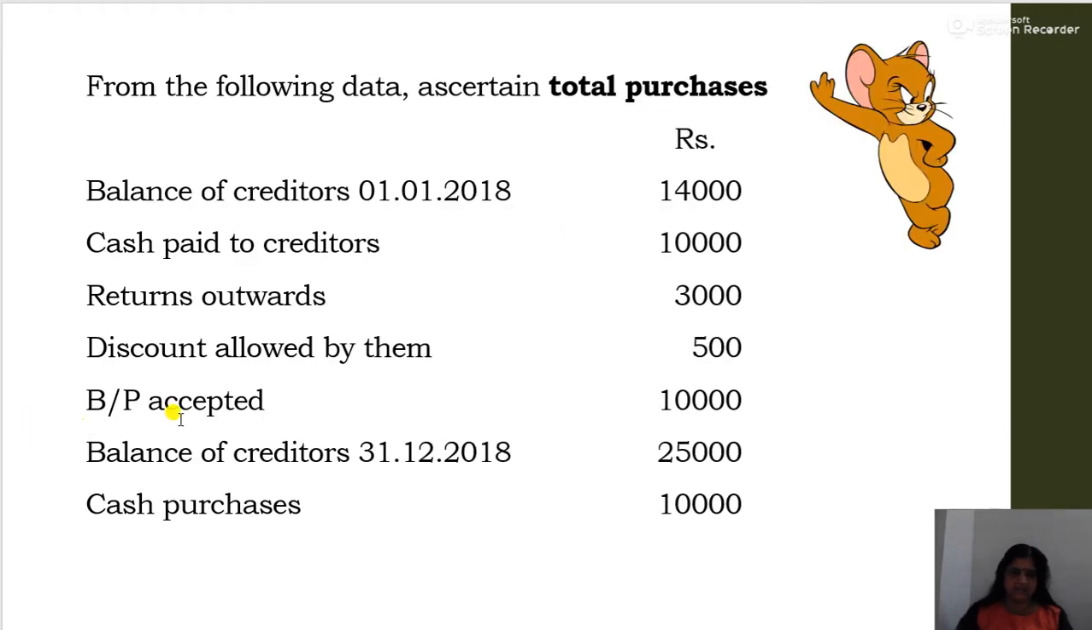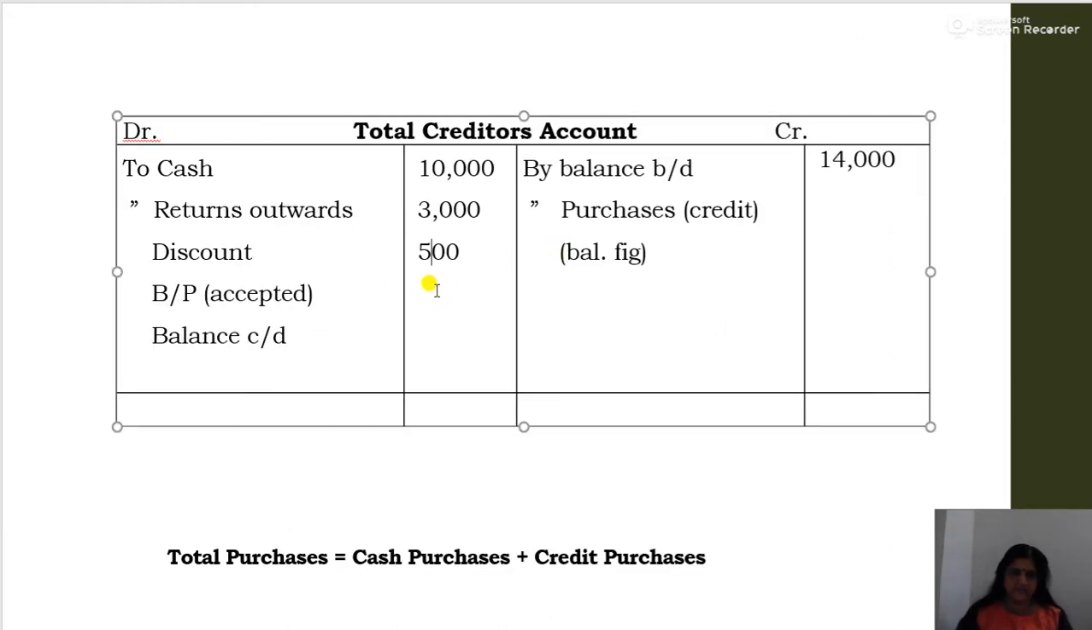Then next, bills payable accepted 10,000. Okay, bills payable accepted 10,000. Now bills payable accepted, so bills payable accepted 10,000.